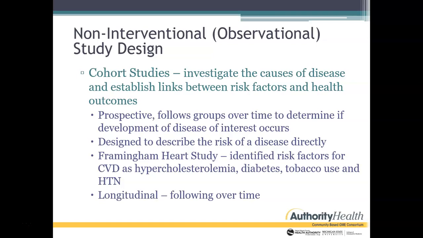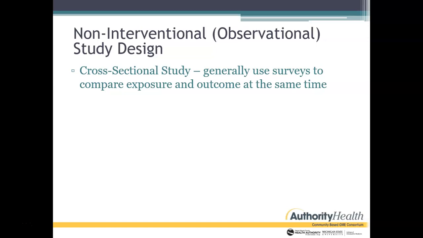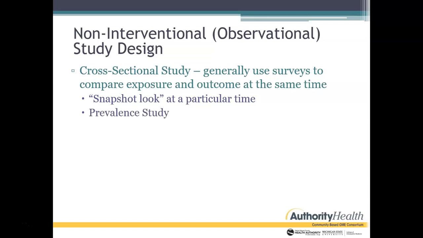Remember, longitudinal means following over time. And in the cohort studies, we determine relative risk. All right, cross-sectional studies. Lots of resident projects love cross-sectionals and survey studies. So generally, these use surveys to compare an exposure and outcome at the same time. Think of it as a snapshot look at a particular time, otherwise known as a prevalence study.